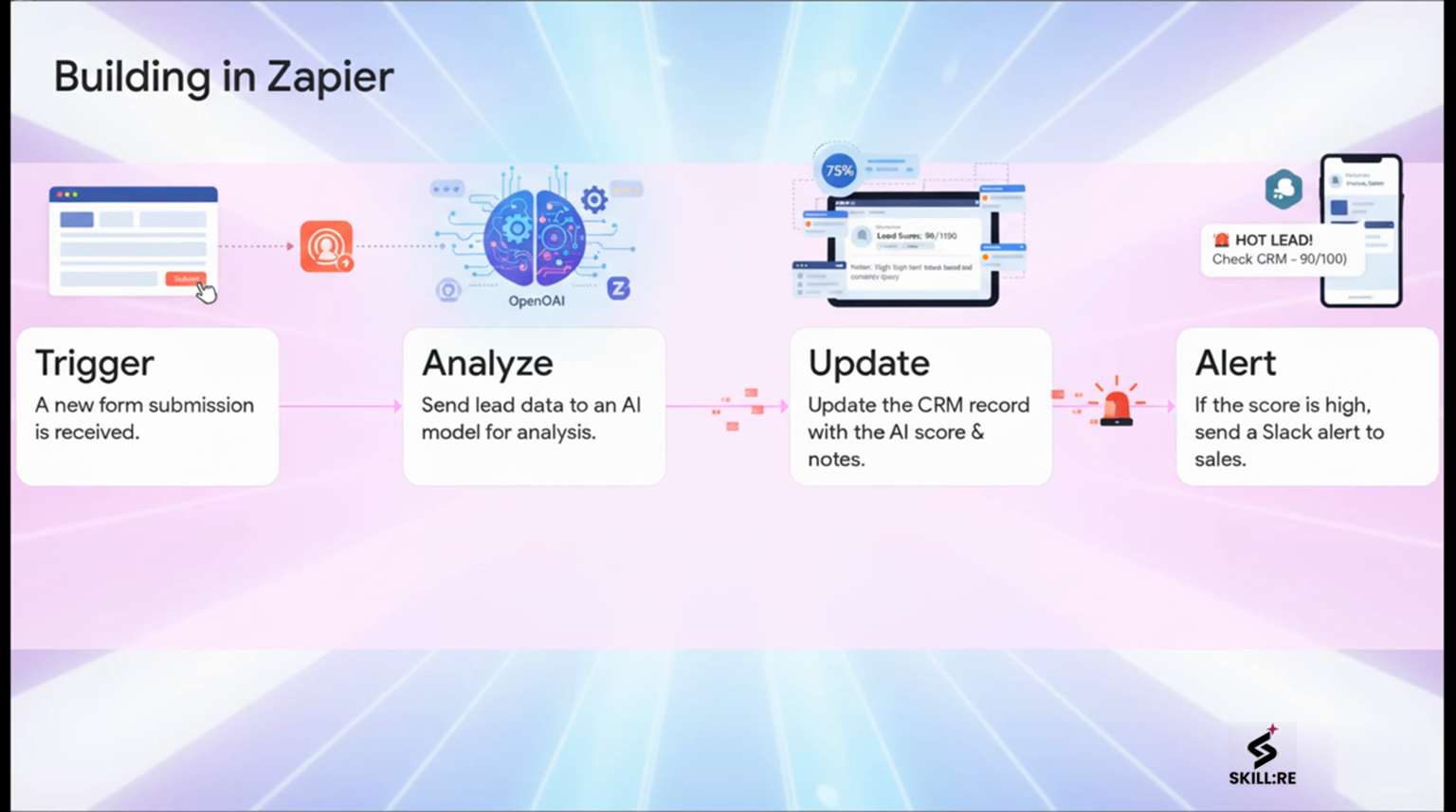So you're probably thinking, okay, that sounds great, but how do I actually build it? Honestly, it's way easier than you think with tools like Zapier or Make. It's just a few steps. First, it triggers when a new lead fills out a form. Second, it zips that info over to an AI model like OpenAI. Third, it puts the AI score right back into your CRM, maybe HubSpot or Salesforce. And boom, step 4, if it's a hot lead, it pings your sales team on Slack. The whole thing happens in seconds.